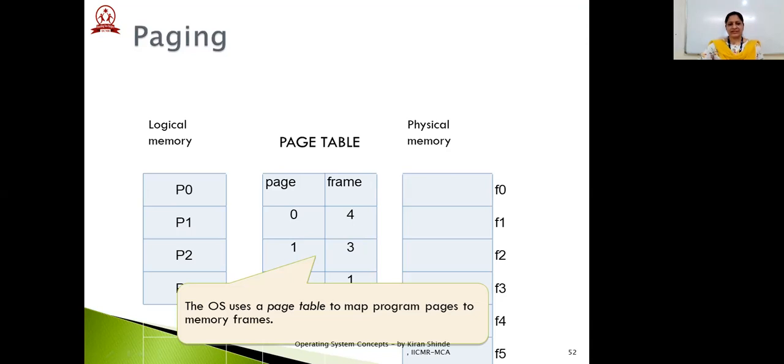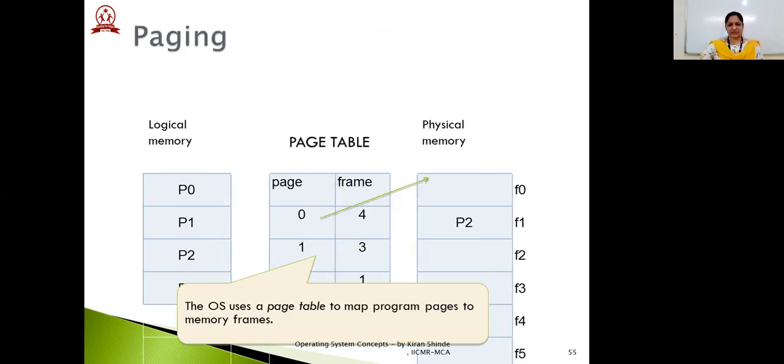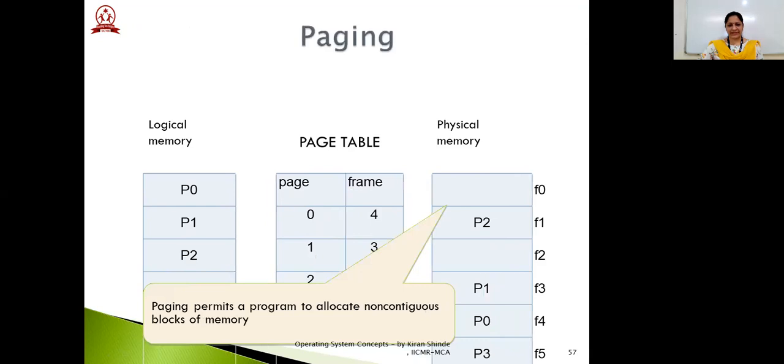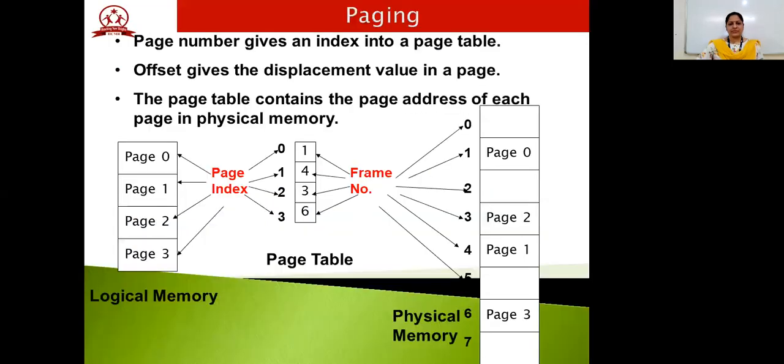This mapping is essentially done by the page table, and of course the operating system uses this page table to map the program pages to the memory frames so that the program can continue its execution with the CPU. That is the same thing which is shown, how the mapping takes place. Now, page number actually gives an index into a page table. It means with the page number, the frame numbers which are stored in the page table can be easily located.